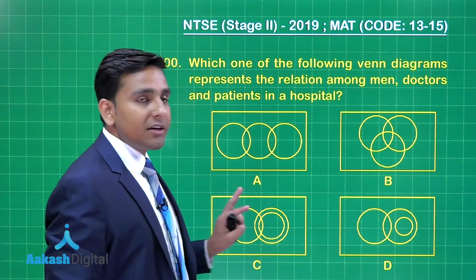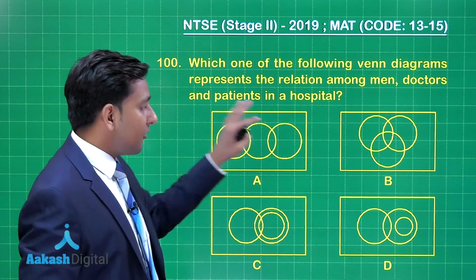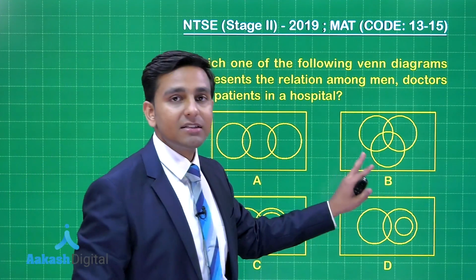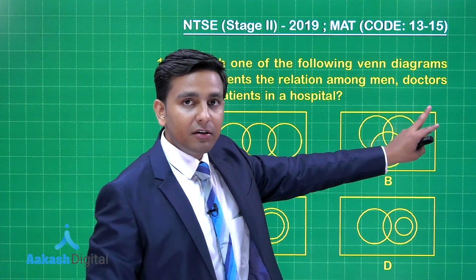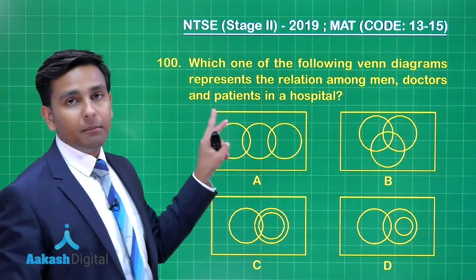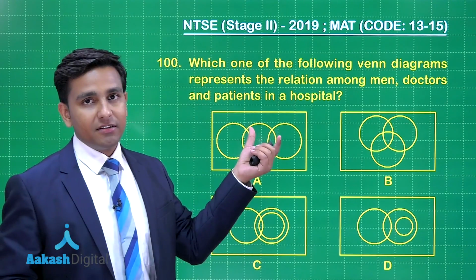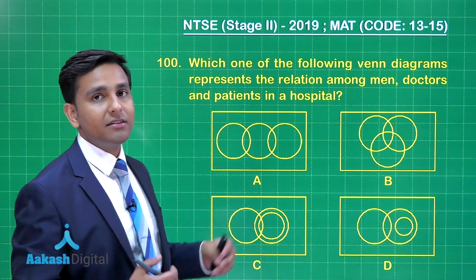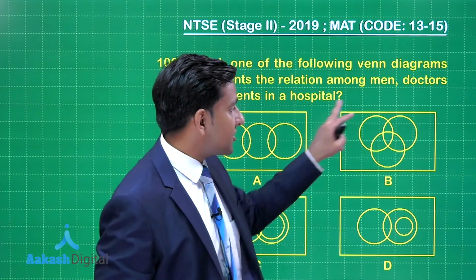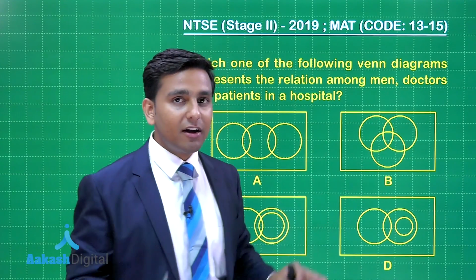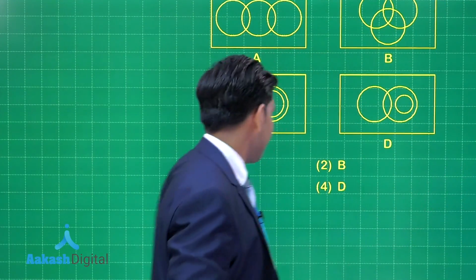So we are using 3 circles to represent men, doctors and patients, and out of the given 4 Venn diagrams, B is the correct choice. Why? Because men can be doctors, they can also be patients. Doctors can be men, they can also be patients. And when we talk about patients, they can be men as well as doctors. So that's why we have intersection between these three circles. So clearly we can say option number 2 is the correct choice for this question.